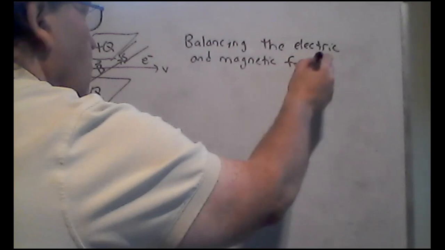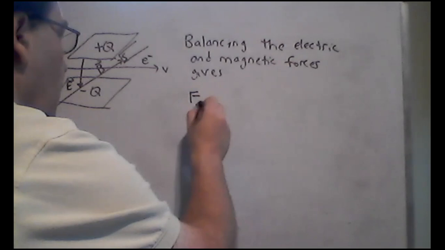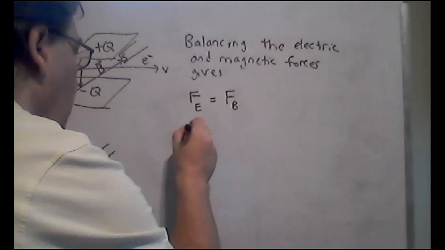it would give that force electric equals force magnetic. All right. So if they're balanced out, the electric and magnetic forces are equal. So what's the magnitude of electric force? So again, it's QE.